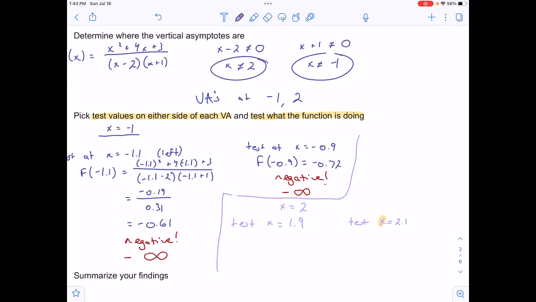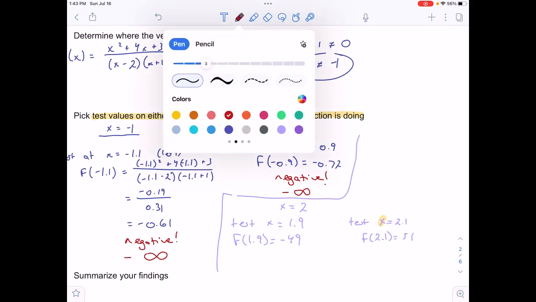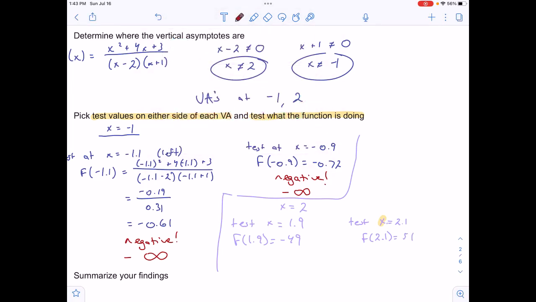Once again, in the interest of time, I'm just going to jump straight to the answer here. My function at 1.9 is negative 49, and my function at 2.1 is positive 51. So at 1.9, my function is going negative once again. It's going to negative infinity. But at 2.1, it's positive. So I'm going towards positive infinity.